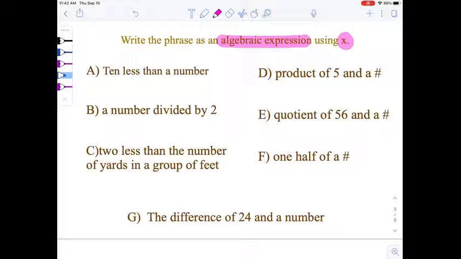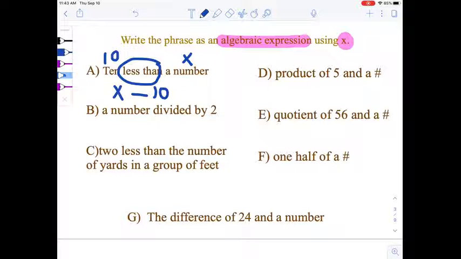So letter A is 10 less than a number. So I see that less than, which we talked about yesterday, is subtraction. We have that number 10, and then a number, we're using x as our number, as our variable. That word less than, we have to flip the order. So instead of 10 minus x, we have x minus 10. That's our special rule with less than and more than.